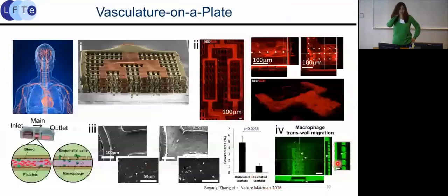So we can get nice vasculature on a chip, this is staining for CD31, and we can perfuse these blood vessels, shown here in orange, with even human blood. And if these blood vessels are endothelialized, you get a lot less platelet adhesion, as expected.